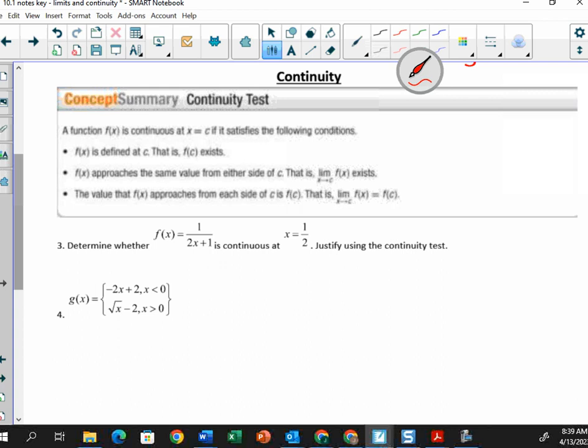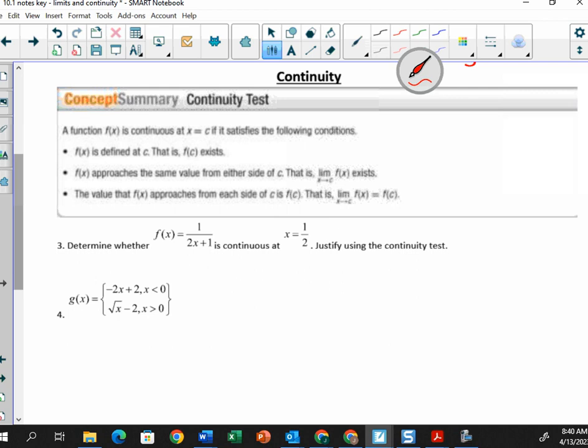So a function f of x is continuous at x equals c if it satisfies the following conditions. 3 bullet points. You got to meet all 3. First, f of x is defined at c. That just means the function exists at whatever x value we're talking about. Then the second bullet point, f of x approaches the same value from either side of c. So that just means the limit exists at this specific x value. And then the third point is that the first two bullet points are the same thing. So the function exists, and that value is the same as the limit at that specific point. Okay? We'll go through these together so you can see.